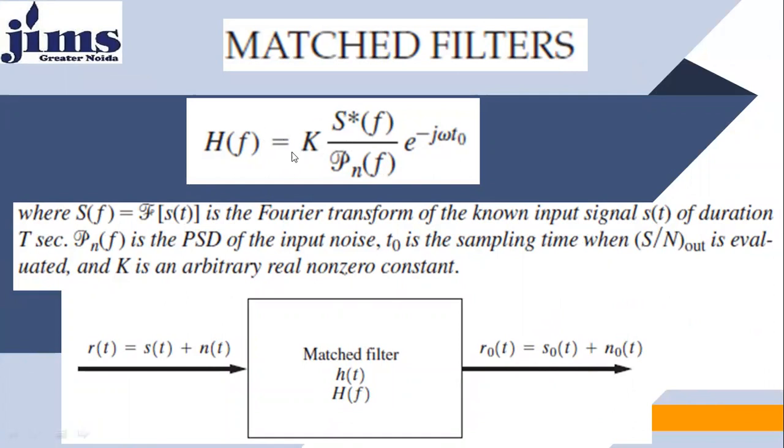Now again, this is the same mathematical model that we saw in the previous slide. S(f) is the Fourier transform of S(t). We already discussed that. It is the Fourier transform of the known input signal S(t) of duration T seconds. And P_n(f) is the power spectral density of noise. And K is any real non-zero constant. So this is the model that we start this matched filter with. We have r(t) equals s(t) plus n(t), then the output r naught(t) equals s naught(t) plus n naught(t) at the output, and these are the transfer function of the matched filter, right?